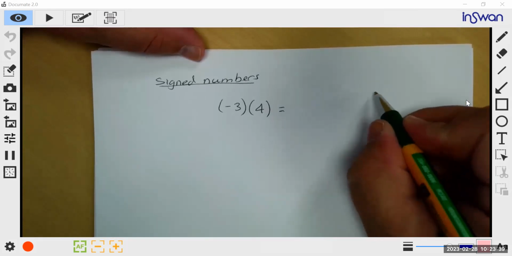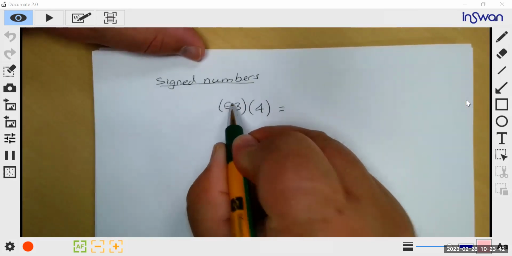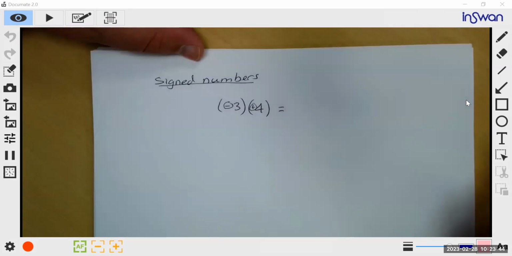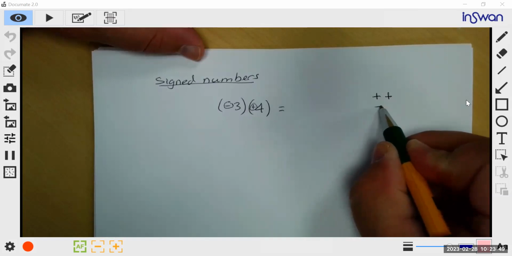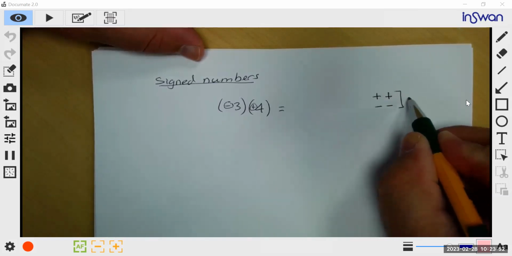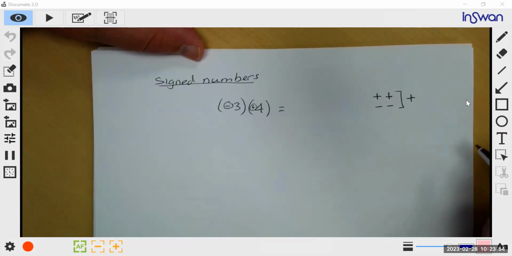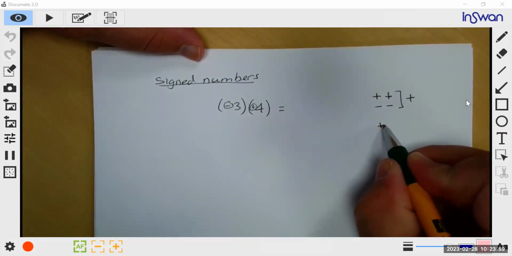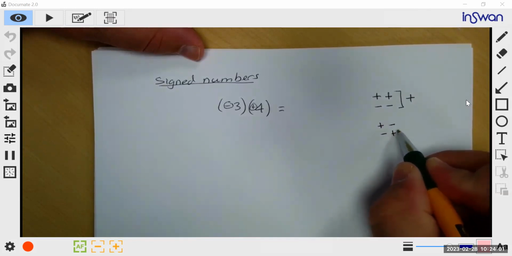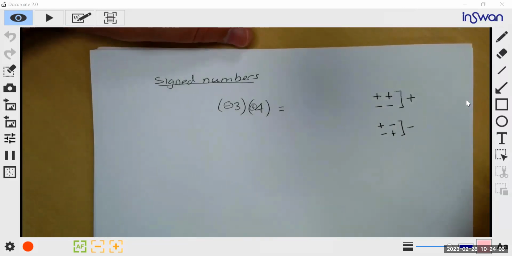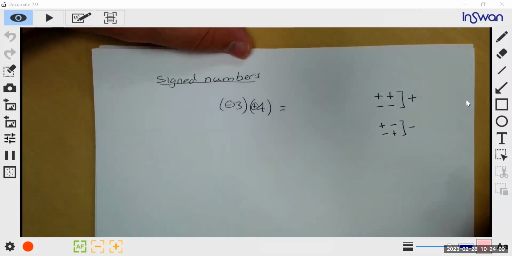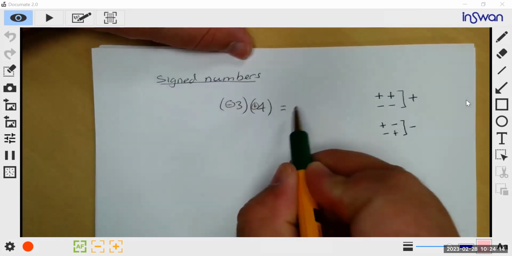The rule here is this. Look at the signs. This one's negative, this one's positive. If the signs of the two numbers are the same, it'll be positive. If the signs of the two numbers are different, it'll be negative. So a negative times positive is a negative.